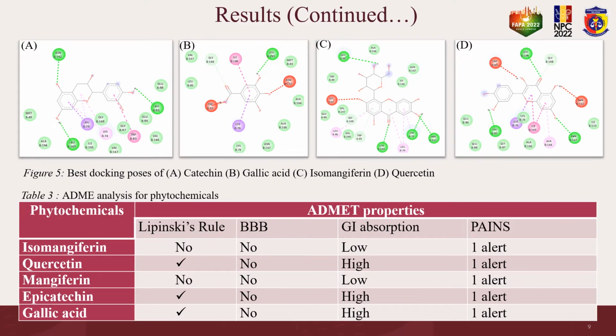If we move to the next slide, Figure 5 exhibits the interaction image obtained in BIOVIA Discovery Studio. Gallic acid, isomangiferin, and quercetin revealed unfavorable bumps with the receptor, which are indicated in red circles in Figure 5. Table 3 depicts the ADME analysis of phytochemicals, including Lipinski's rule and GI absorption. Mangiferin and isomangiferin do not obey Lipinski's rule and have a low GI absorption rate. GI absorption is considerably important for oral drug development.